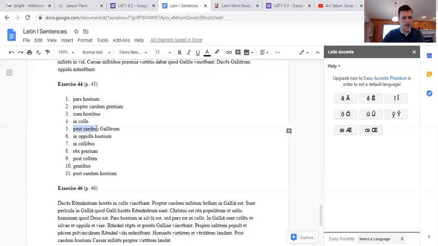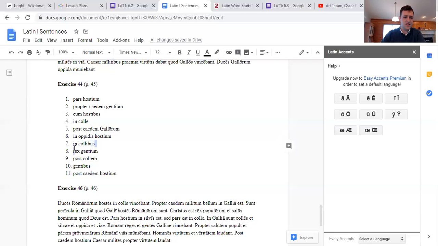All right, 5, post caedem Gallorum, same thing. Post needs the accusative case with it, so it's going to be post caedem, after the slaughter. And now the slaughter of whom? Of the Gauls. Genitive defining caedem. 6, in oppidis hostium. In the towns, in with the ablative, in the towns, hostium, of the enemies. And this is just a good old possessive genitive. Whose towns? The towns of the enemies. Although you can see how possession is a form of defining or limiting.